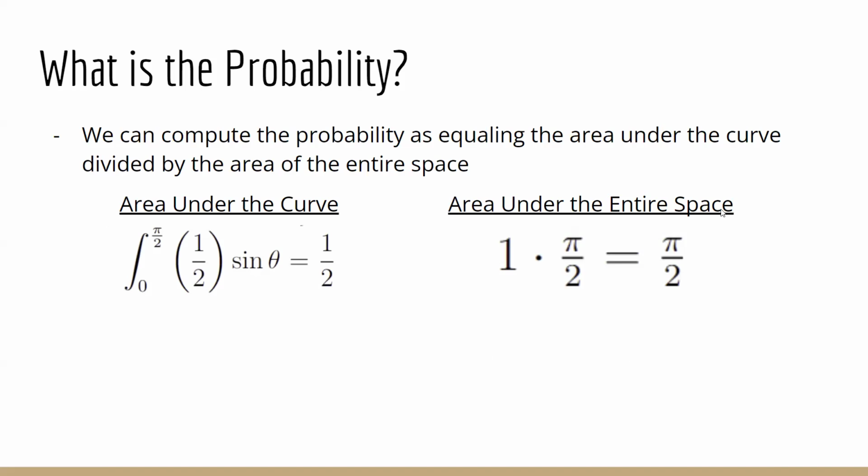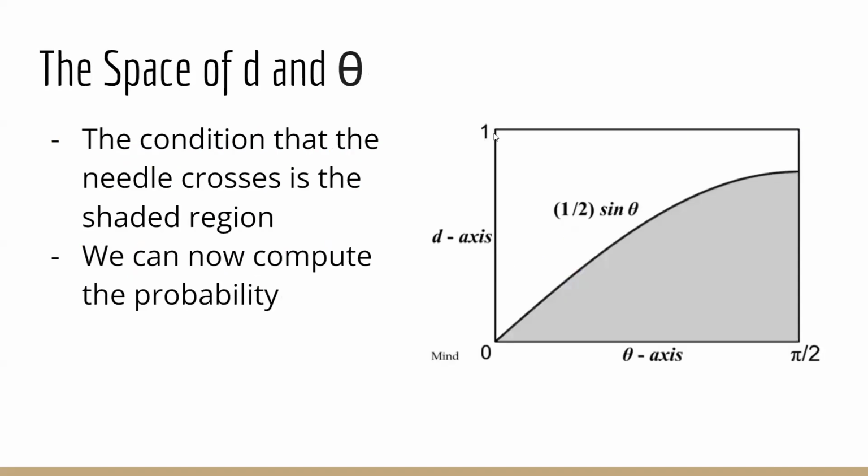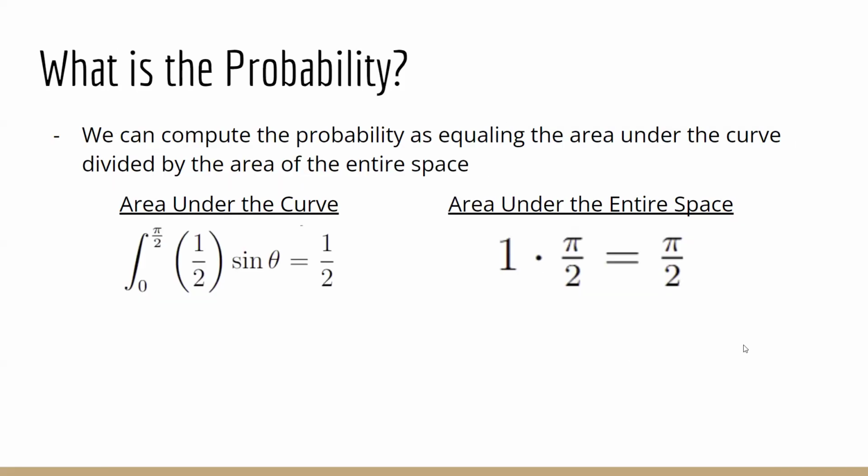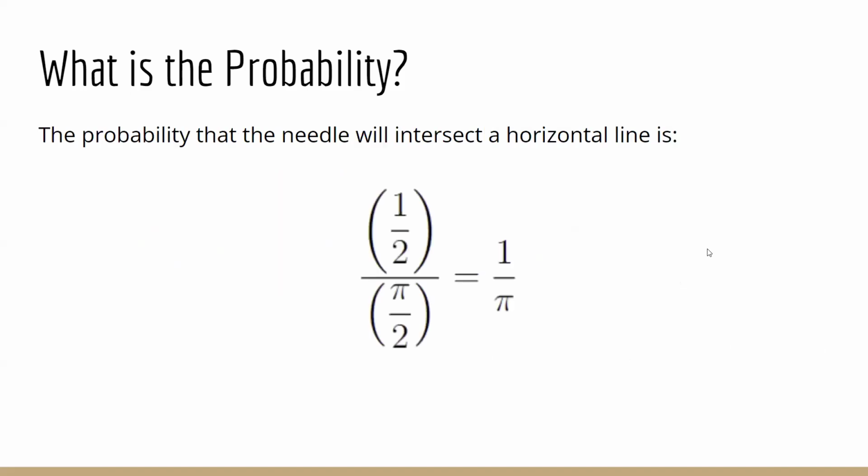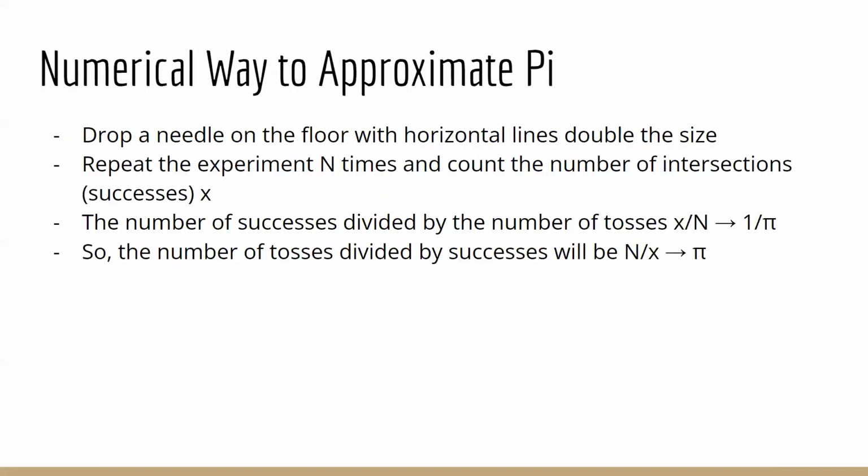And then the area of the entire space is going to be length times width. We get 1 times pi over 2, which gives us pi over 2. So now dividing, we get 1/2 divided by pi over 2 equals 1 over pi. So the probability that the needle will intersect a horizontal line is 1 over pi. So this actually gives us a numerical way to approximate pi.